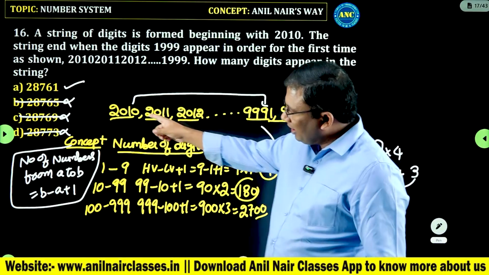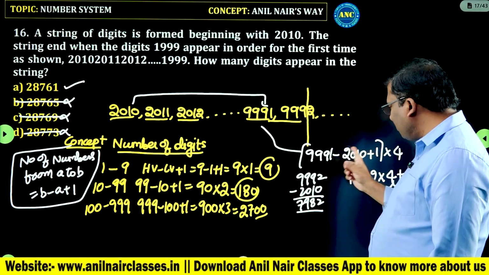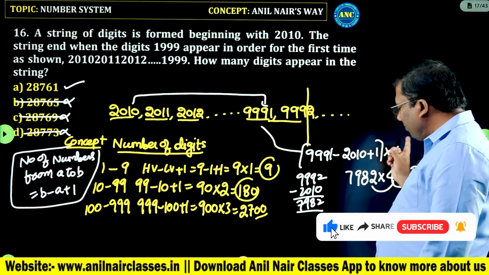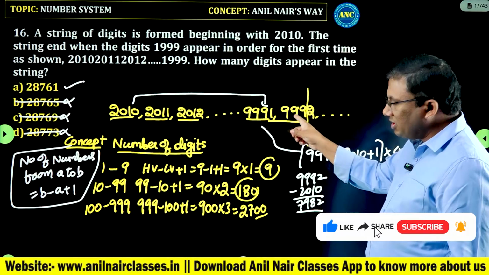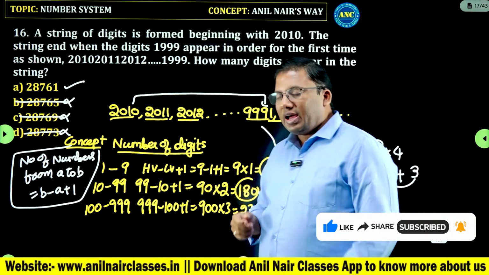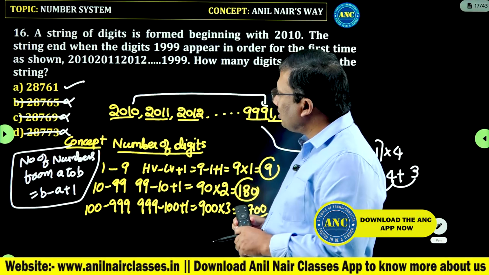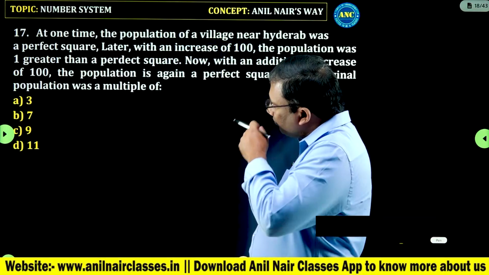Similarly, from 2010 till 9991, this many numbers are there. Every number has 4 digits, plus 3 more digits I need to add. 2 4s are 8, 8 plus 3, 11. Answer for this question is option A. I hope the idea is very much clear to you.